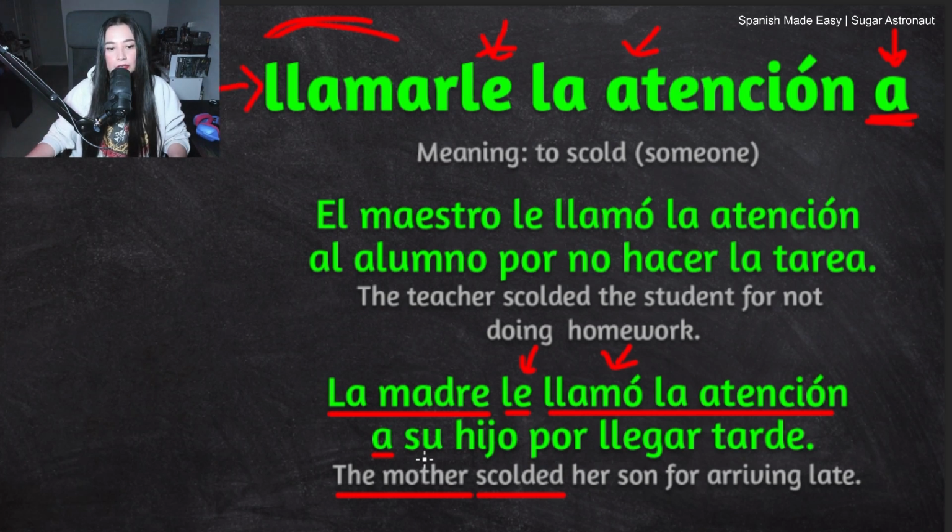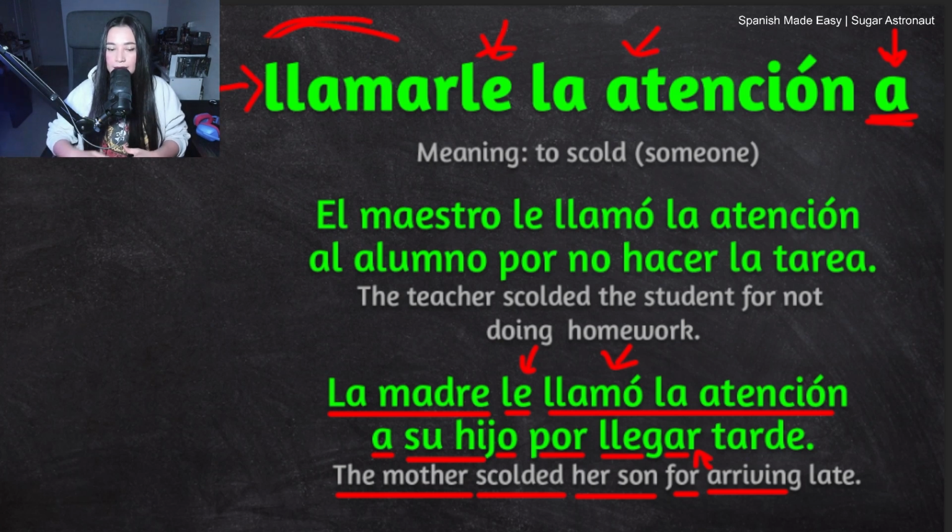Okay? So, su hijo means her son. Su hijo, her son, por llegar, arriving. I know it's not the gerund here. We don't have the gerund here. Llegando. Okay, that's a big difference between English and Spanish.